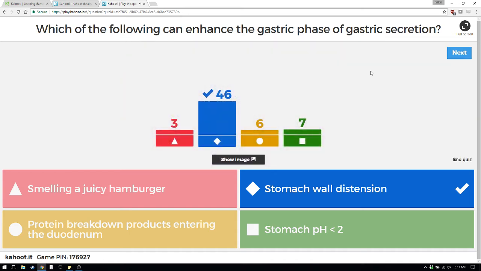All right. So why is it not smelling a juicy hamburger? That's cephalic. Yep, that's a cephalic phase, right? So that's your brain integrating some of these external stimuli, saying, "Hey, we got food coming in. Let's go ahead and start the secretion process." Good. Why is it not protein breakdown products entering the duodenum? So that's the intestinal phase, right? So that's part of that intestinal phase.